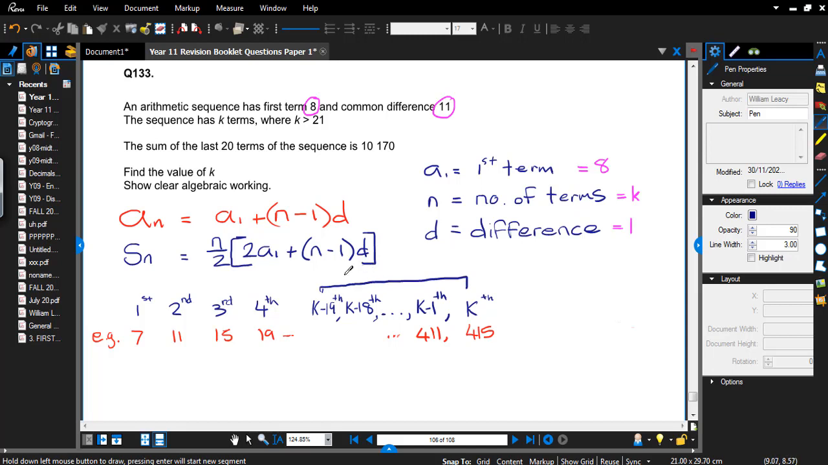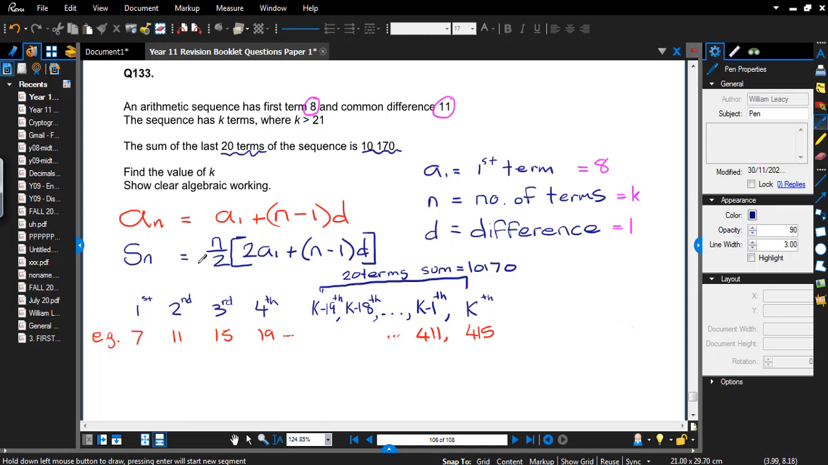These 20 terms sum equals 10170. Right, we're told that here. The last 20 is that. Okay, cool. So what can we do? Well, we have a formula here which adds everything up.